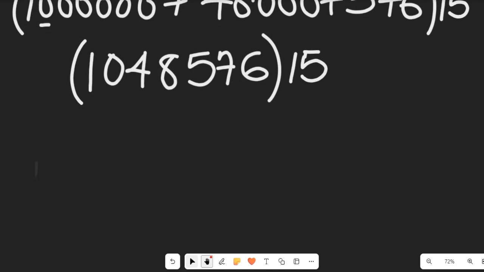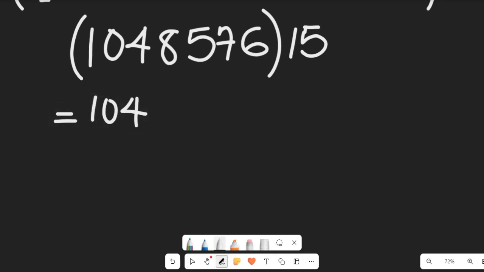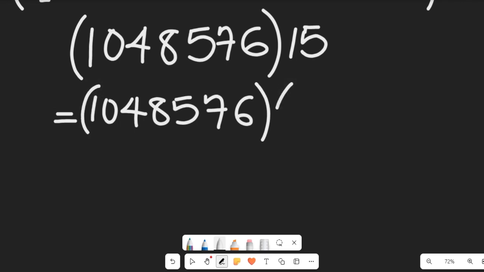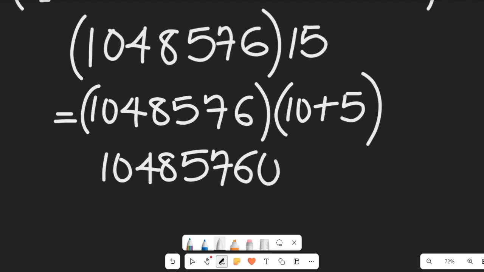Now to reduce this further, we'll have to simplify. If I start multiplying 15 with all of this, it will be so large. So what I'll do is I'll simplify them to tens. So I'll have 1048576, and this will be multiplying 10 plus 5, right? This times 10, we'll just simply put 0 at the back: 10485760, plus this times 5.